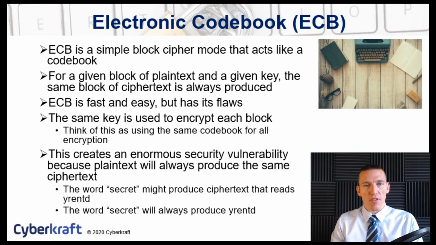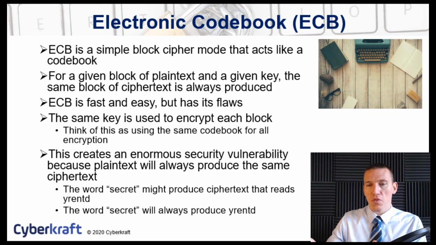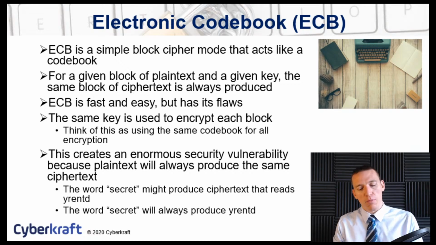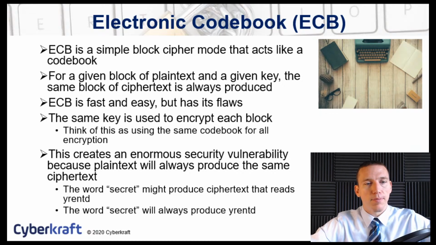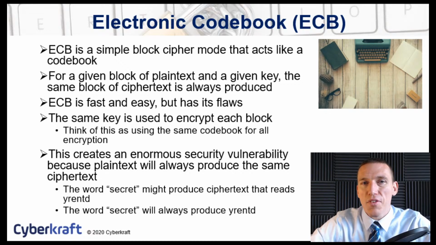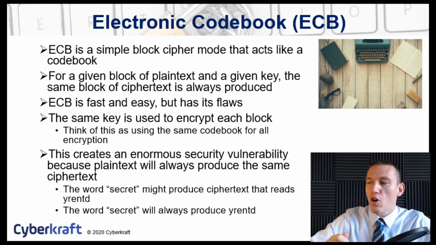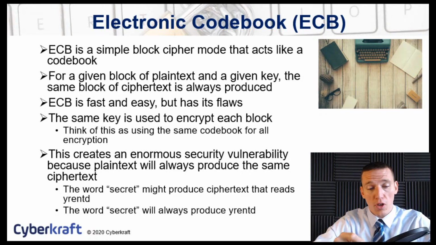ECB is a very simple cipher that acts just like a codebook. If you think of a codebook, you'd have a piece of ciphertext, and then you'd have a physical book that you would reference, that would tell you how to decrypt each piece of the ciphertext. So for a given piece of plain text, the same block of ciphertext is always produced. With that codebook, if we say we use a substitution cipher, A is now G and E is now M. So if we write out a phrase, we would refer to the codebook and replace each letter with what was written in the codebook.